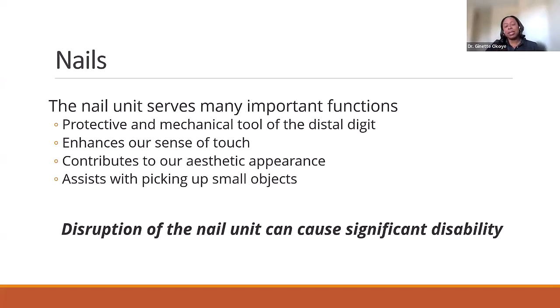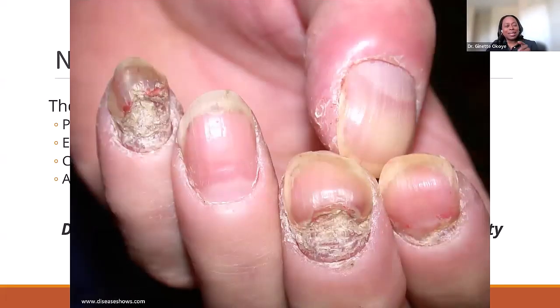And disruption of the nail unit can cause a lot of disability, not usually mortality, but it can cause a lot of morbidity. As you can imagine, if you walked around with nails that look like this, and this is a patient with nail psoriasis, you can imagine if you need to shake someone's hand, or if I have patients who are servers in restaurants and they have nail psoriasis, and you're handing someone their food and they're looking at your nail and perhaps wondering if what's on there is contagious. You can imagine how this could really get in the way of people's lives.